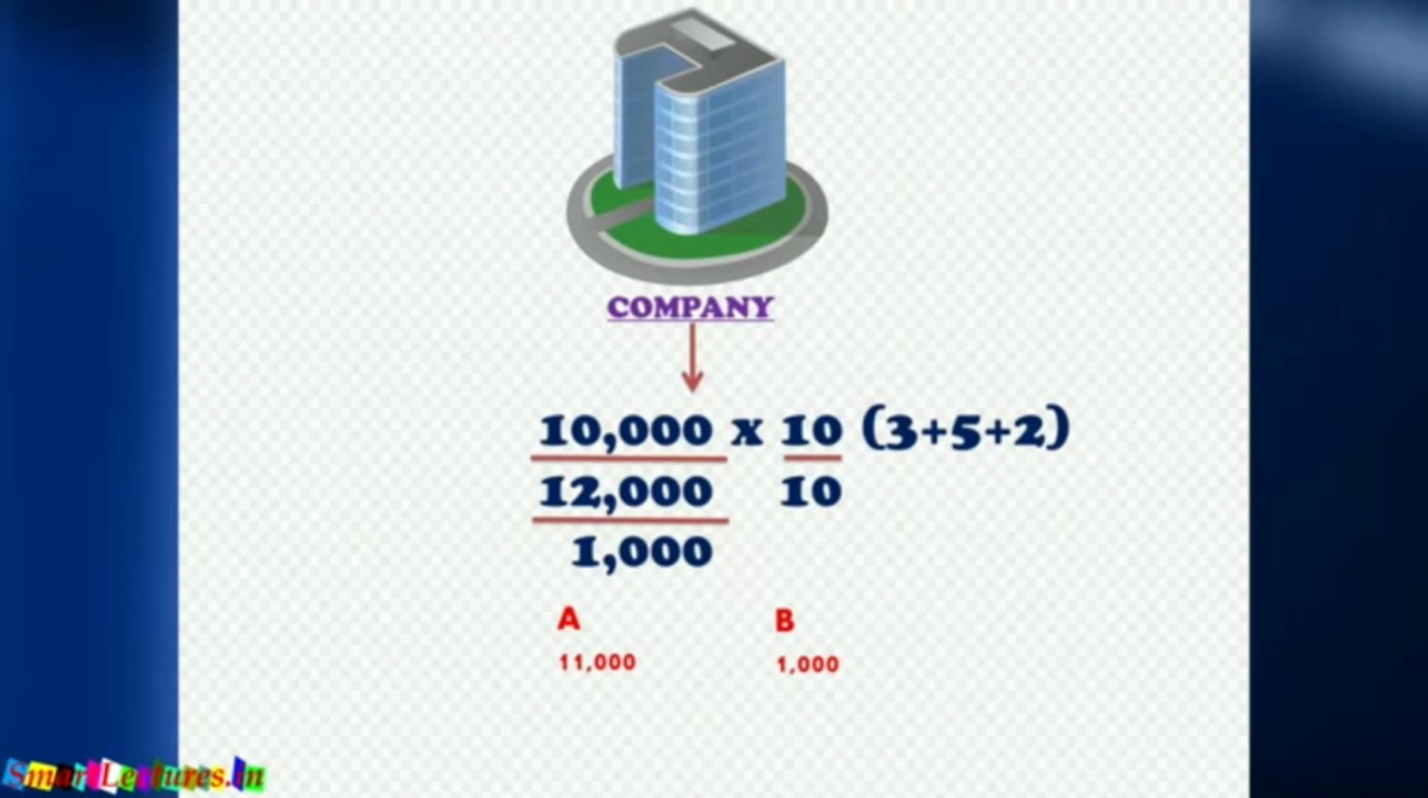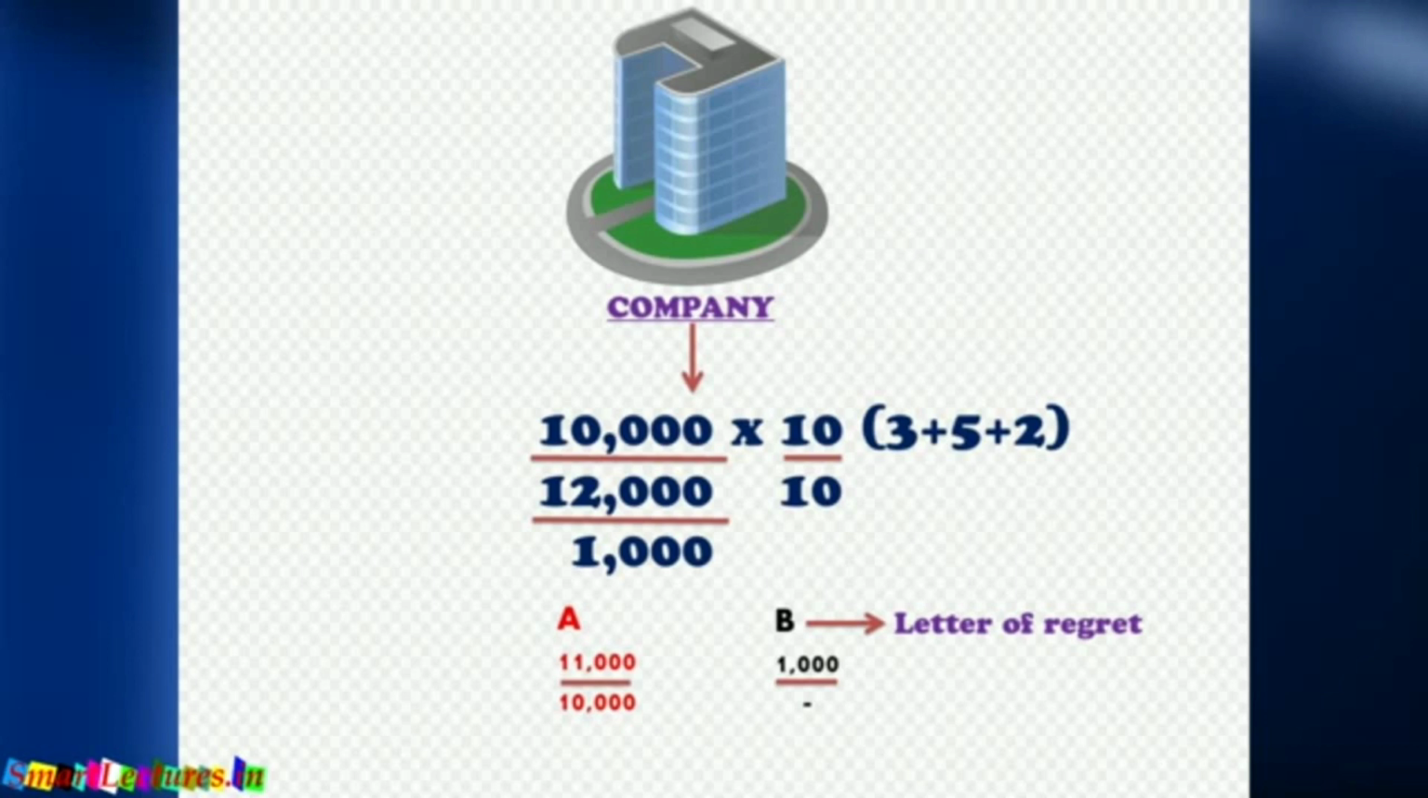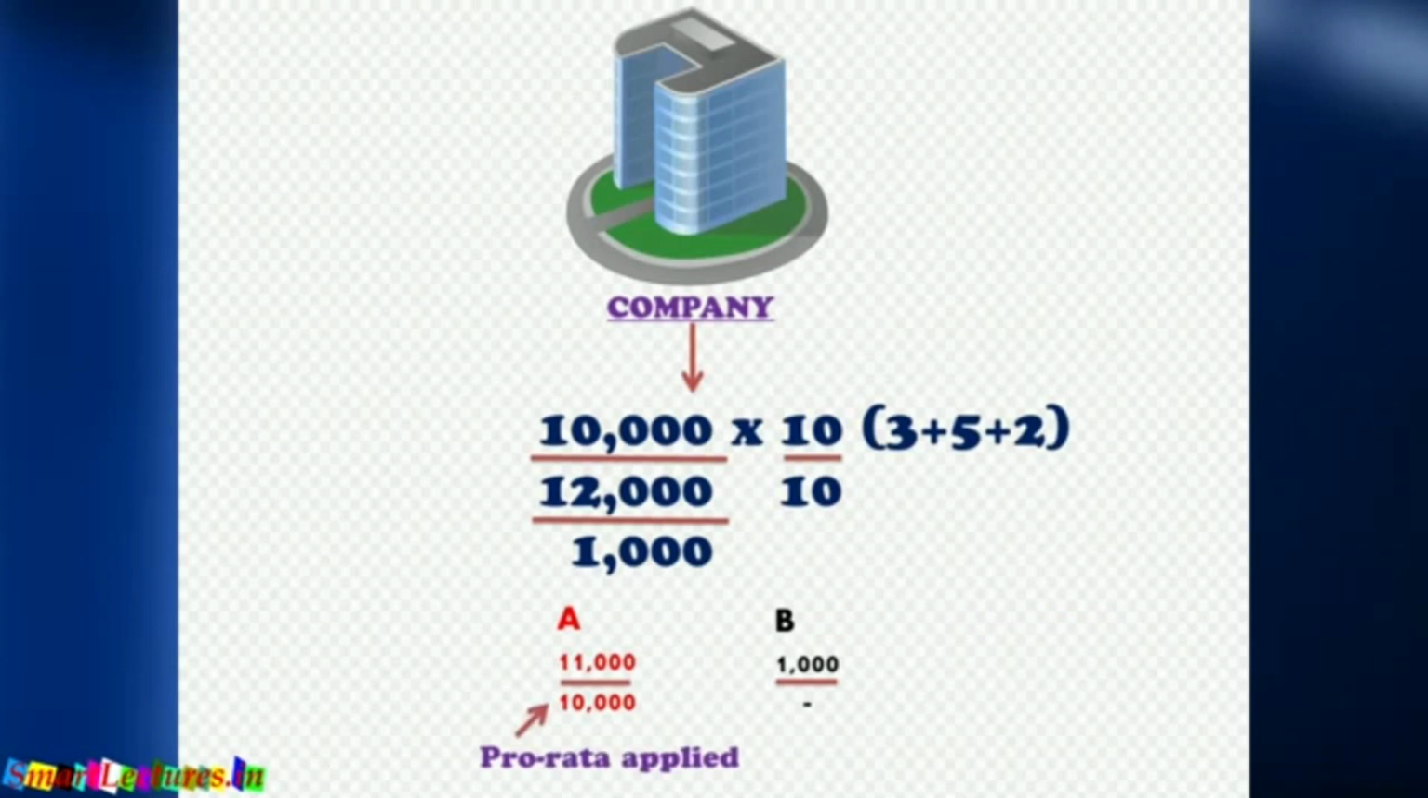And the first lot A of 11,000 applications was allotted only 10,000 shares. Pro rata was applied: 11,000 to 10,000 means 11 is to 10. So we are going to assume in this question that in this lot everyone has applied for 11 shares, but everyone was allotted only 10 shares.